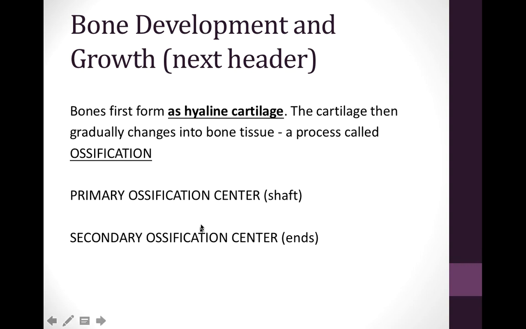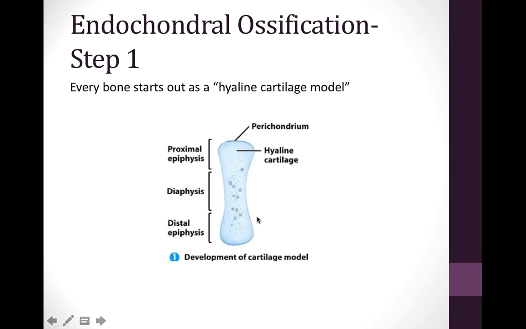All right, so step one in your notes. This process is specifically called endochondral ossification, so just keep that in mind. Ossification is bone formation. The fetal skeleton is composed of hyaline cartilage. Every bone starts out as a hyaline cartilage model. That's what it's called. I didn't make that up.